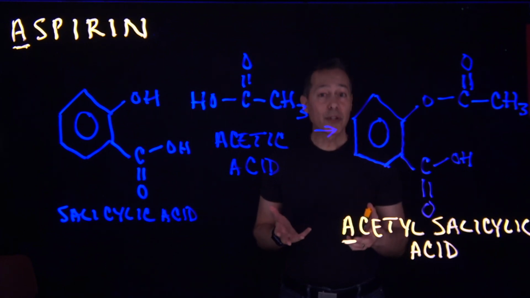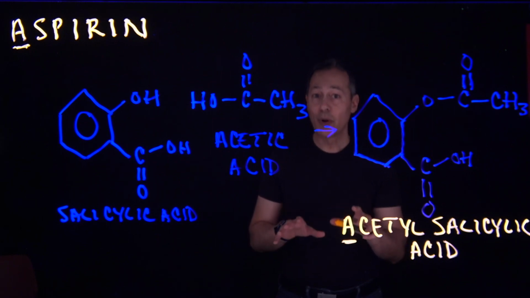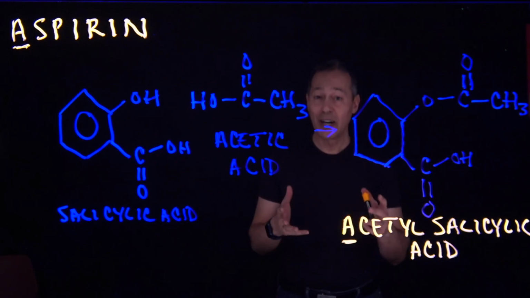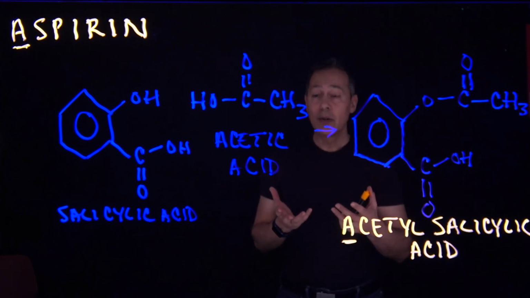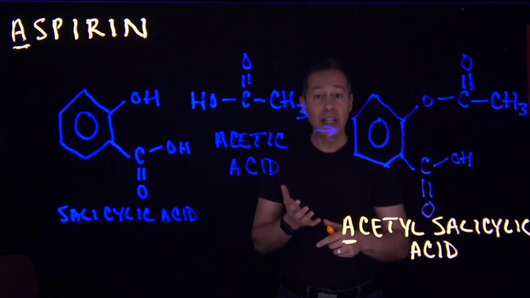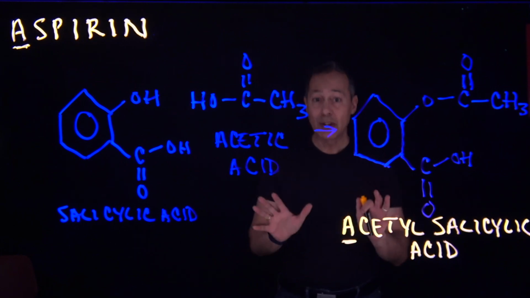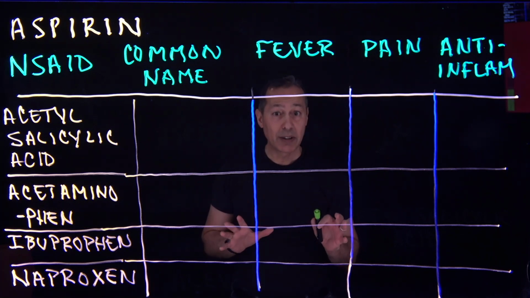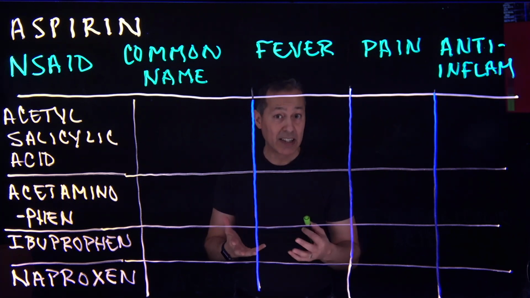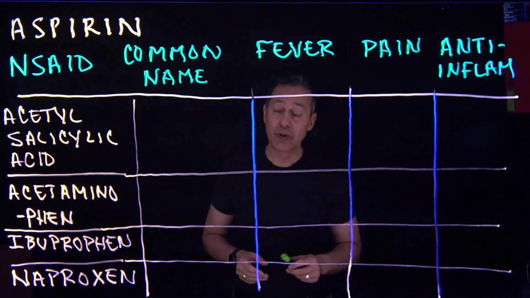And because of those side effects, people have come up with some alternative non-steroidal anti-inflammatory drugs, or NSAIDs, to help patients who maybe have fevers or inflammation or are feeling pain and can't tolerate aspirin. In this table here, I'm hoping to try to make some sense between the different NSAIDs that are out on the market and why you might choose one versus the other.